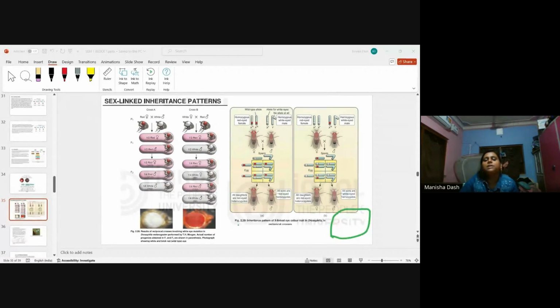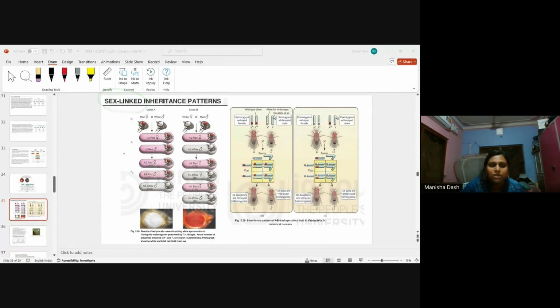So normally the somatic characters are inherited through the autosomes, but some characters can also be inherited through the sex chromosome, that is either X or Y. That is called sex-linked inheritance. Like we discussed, hemophilia in human beings is actually inherited through the X gene. Similarly, color blindness. These are somatic characters, but still they are present on the sex chromosome, that is the X chromosome. So this is called sex-linked inheritance.